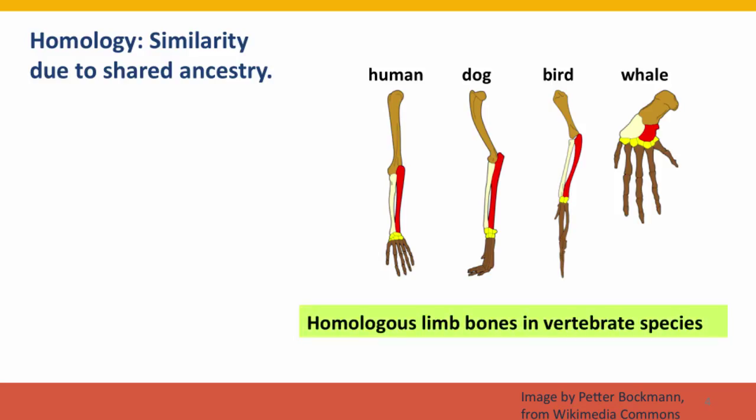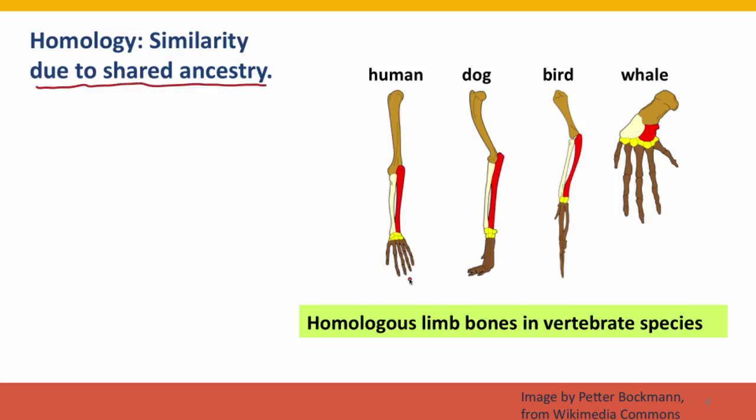Now, homology is often confused with similarity. And that's because homology is a special kind of similarity. Lots of things are similar. Things that are homologous are similar because of shared ancestry.